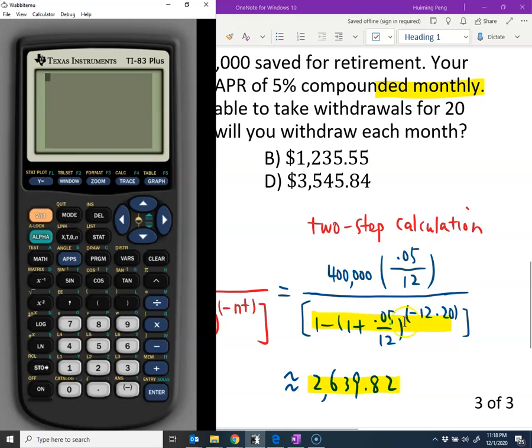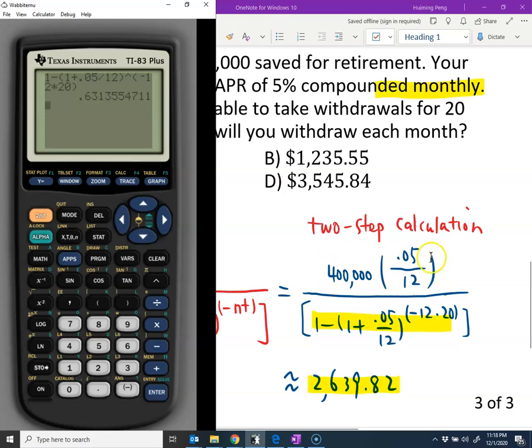First, find the denominator, which is 1 minus parenthesis 1 plus 0.05 divided by 12 parenthesis raised to a power parenthesis negative 12 times 20 parenthesis. Okay, and here is the one I found for the denominator. Now is the second step.